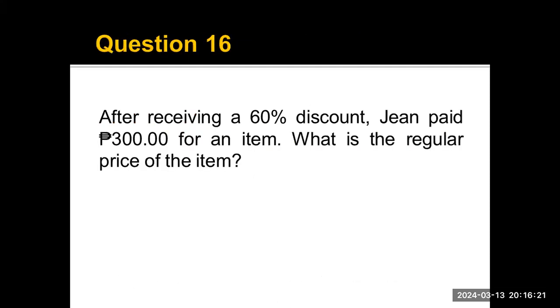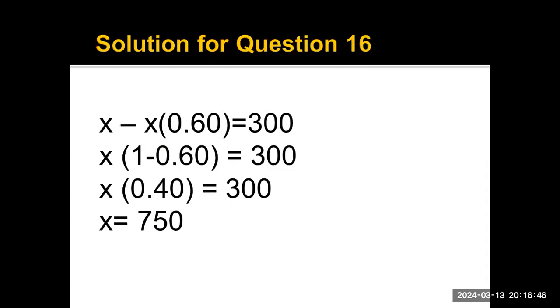Number 16, after receiving a 60% discount, Jean paid 300 pesos for an item. What is the regular price of the item? We do not know the regular price, but we are sure that it is discounted by 60%. That's why x minus x times 0.60 equals 300.